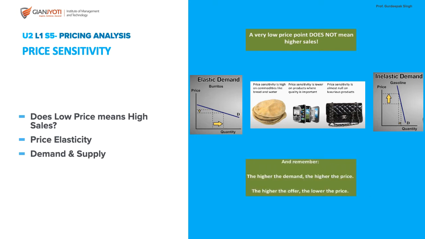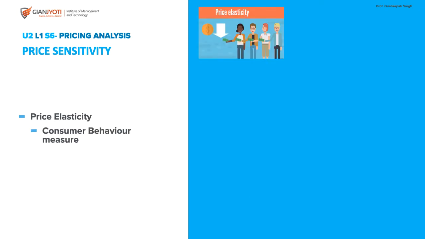So supply and demand and price. The higher the demand, the higher the price. The higher the supply, the lower the price. This is another relationship you need to understand. So how you play with price elasticity and demand and supply in order to get the right price for your consumer. Let's take a few examples.